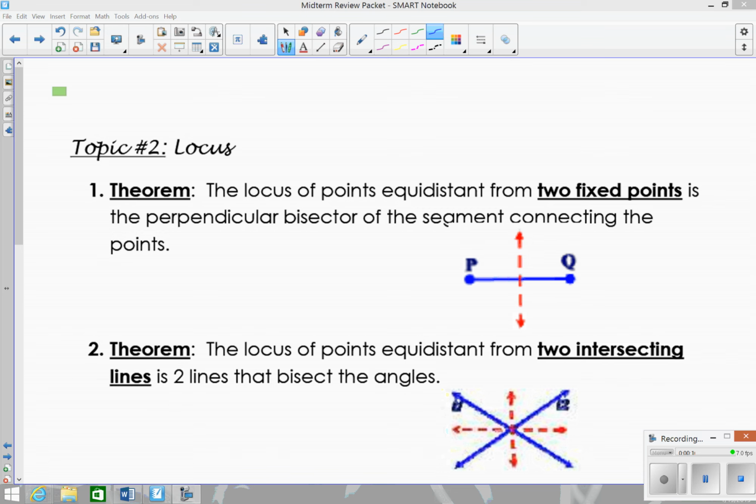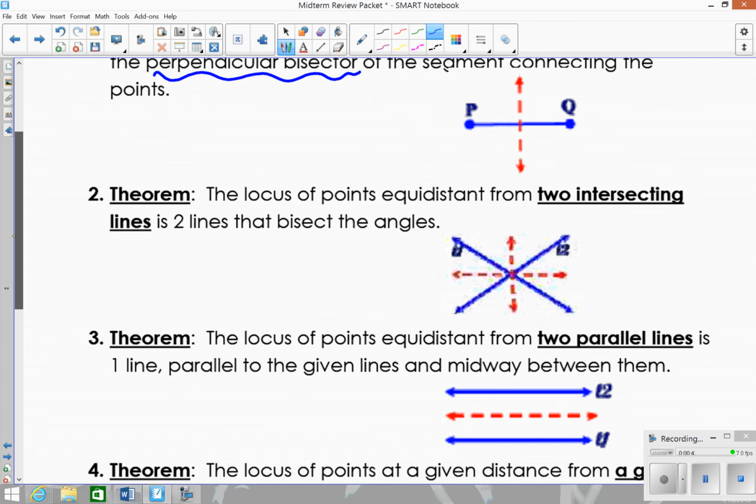So the first situation, or the first theorem, is whenever you start with 2 points and you want to find the set of all points that are equidistant from those 2 given points, the result that you get out is the perpendicular bisector. So you start with these 2 points P and Q, you're going to get out the perpendicular bisector. So the dotted red lines here represent the locus, and then the solid are the givens, or the starting conditions.